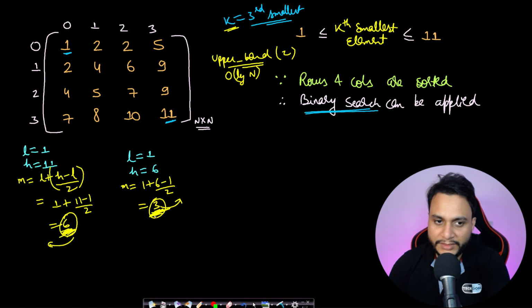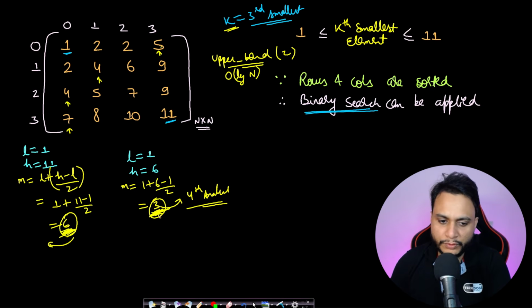Now again, we are applying the same for 3. For 3, the upper bound on the first row will stop at index 3. The upper bound on the second row, which is the index 1 row, will stop at 1. For this 2 it will stop at 0, and for 3 it will stop at 0. So how many elements did we see? We saw 3 plus 1, which is 4 elements. So this is saying that 3 is the fourth smallest, probably.